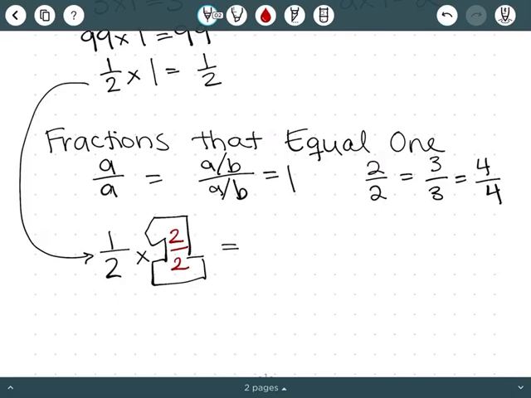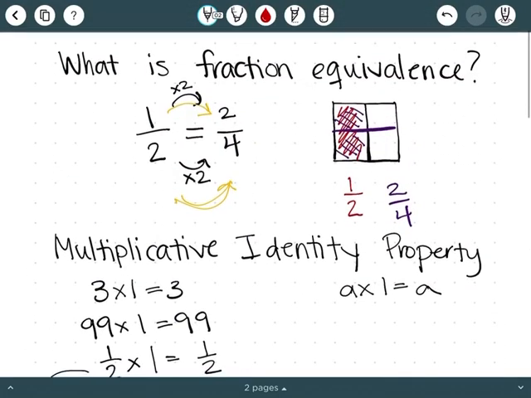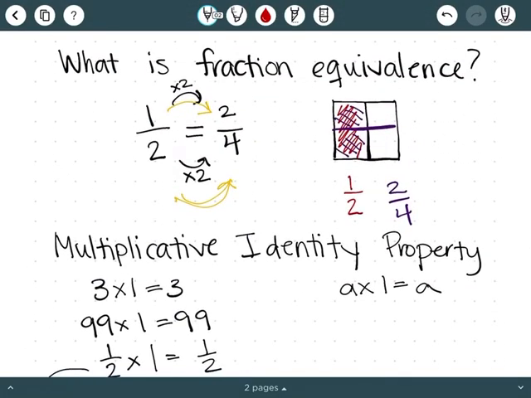When I multiply fractions, of course, we multiply them straight across, numerator times numerator, and denominator times denominator. And so 1/2 times 2/2 is 2/4. This is how the multiplicative identity property can help us explain fraction equivalence. So I'm going to try to encourage you not to use magical rainbows in the future.